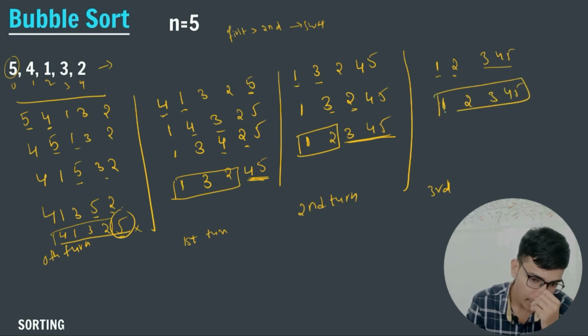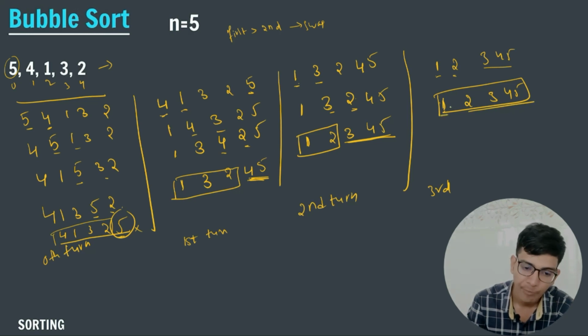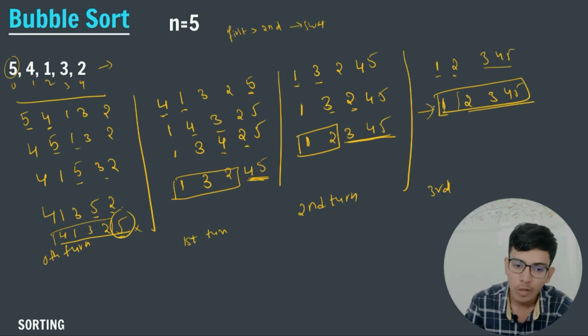This is my sorted part now. So 2 is sorted. After that, we don't need to check for the first element because if all the other elements are sorted, then the first element itself is sorted. So this is how we are going to do our bubble sort.